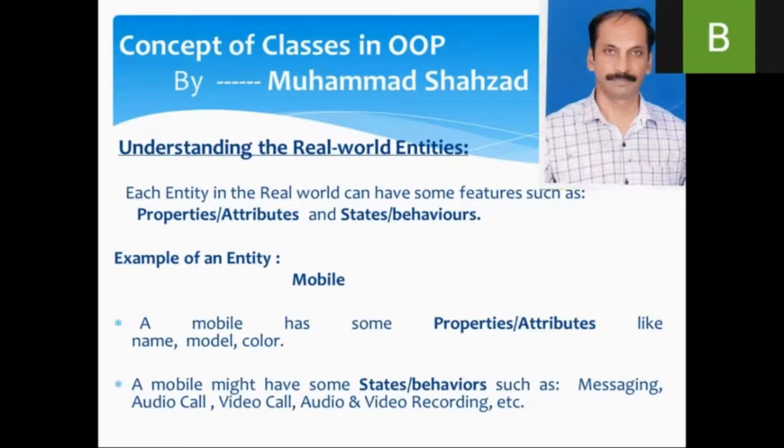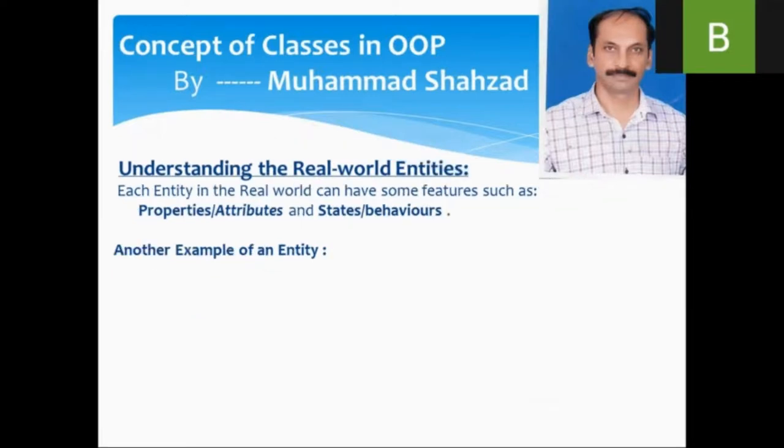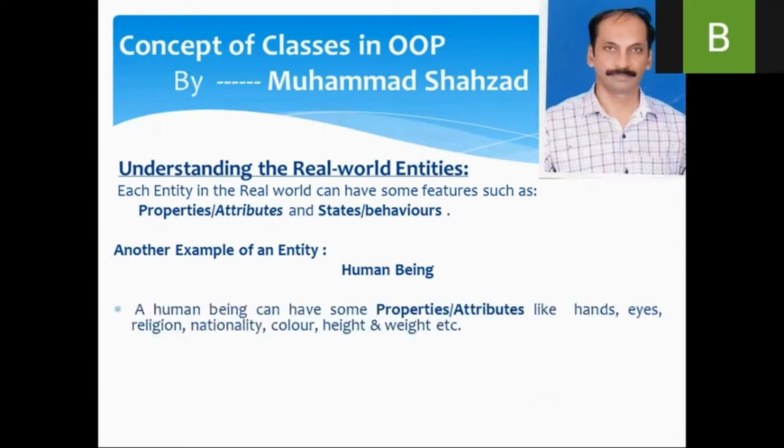Sure, sir. Okay. Now, I do tell you another example of an entity, and the example of the entity is human being. Okay, Mr. Behzad, I do tell you about the entity human being. A human being can have some properties or attributes like hands, eyes, religion, nationality, color, height, and weight.